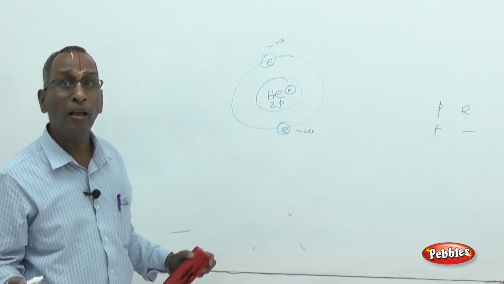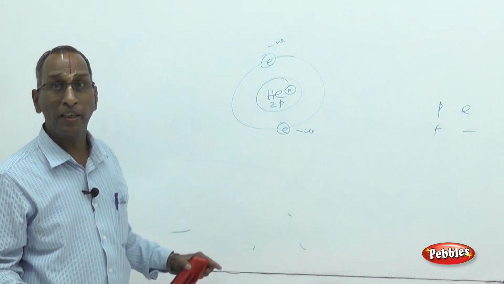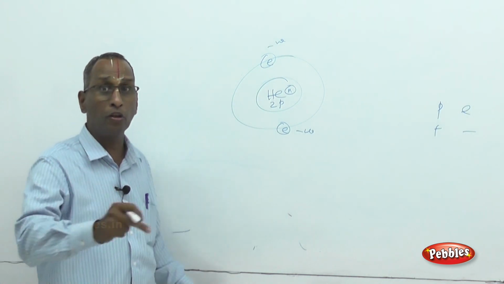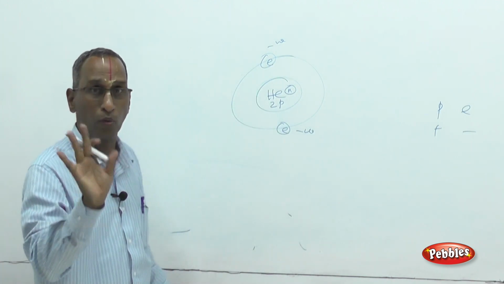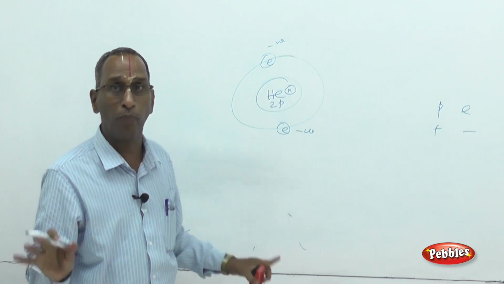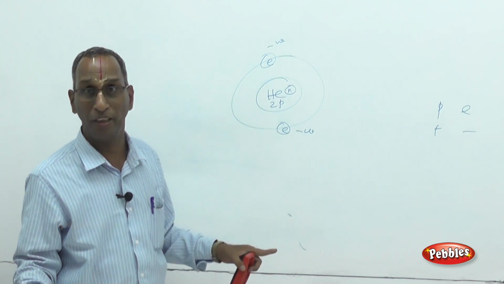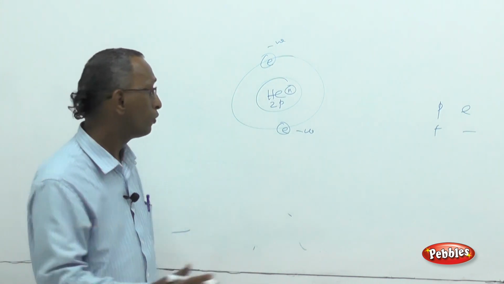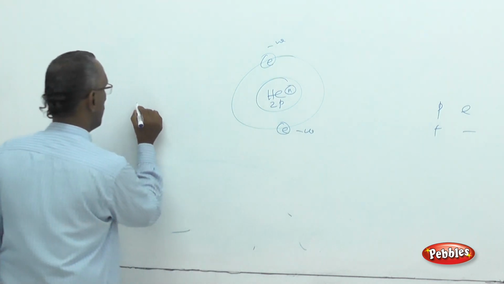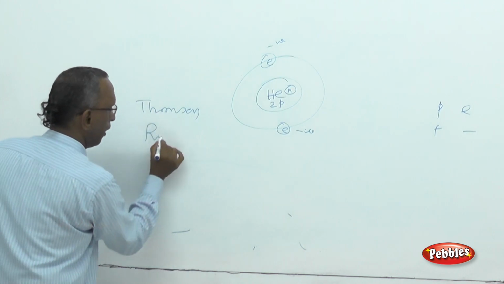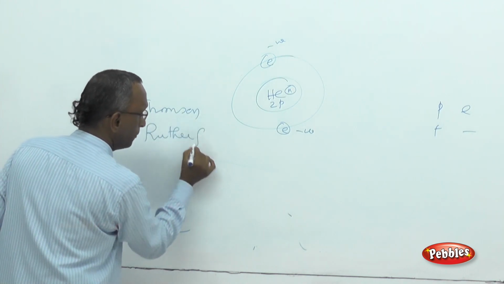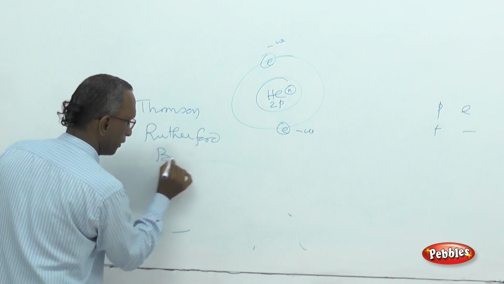So they will repel one another. But in spite of the repulsive forces, they have to be in position. They cannot escape because it contains only 2 electrons; 2 electrons have to be there. How is the arrangement? That is given by different models. Initially there are different models: Thomson model, Rutherford model and Bohr's model. These are the 3 important models.